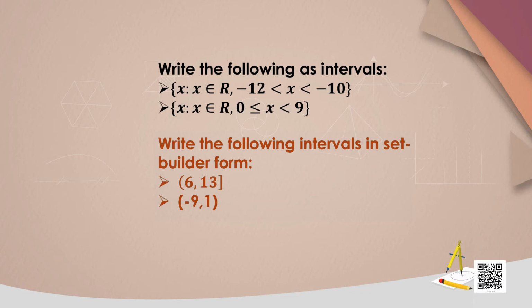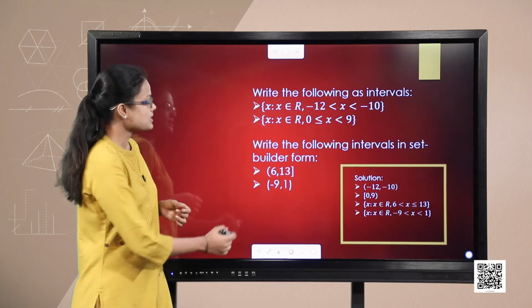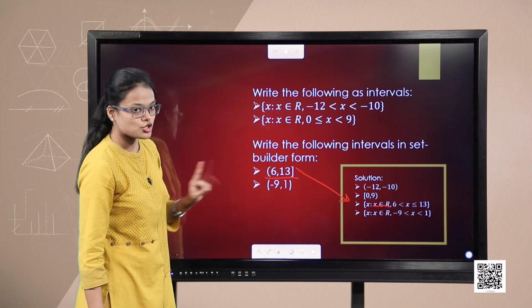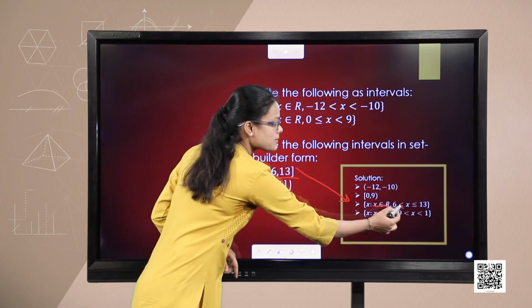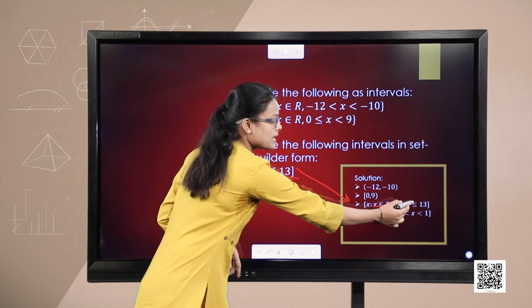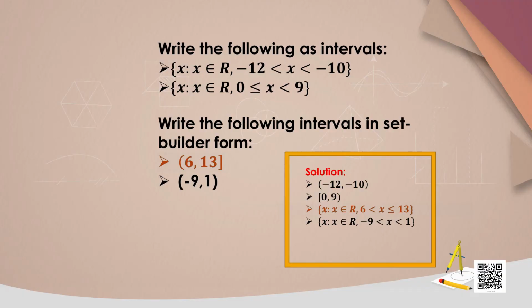It is easy to represent. Now let us see the solution. We can see this interval can be represented as this set, which consists of all those real numbers lying between 6 and 13. Since 6 is not included, there will be a strict inequality, and 13 is included in the interval, so there will be less than or equal to. So it consists of all those numbers x which are greater than 6 but less than or equal to 13.